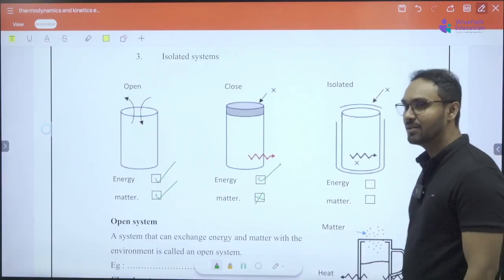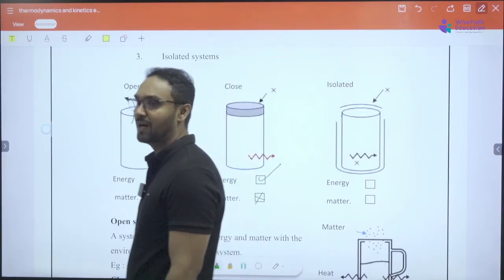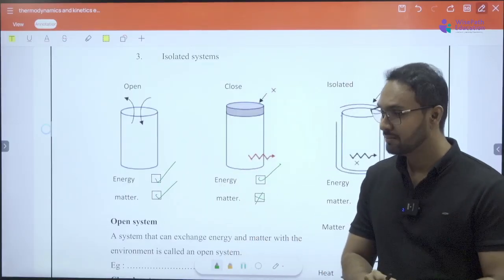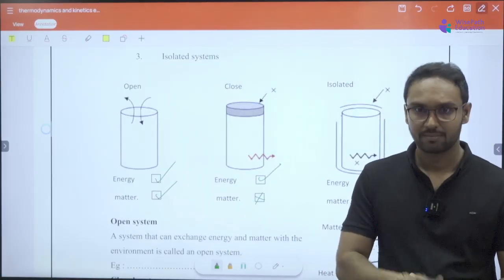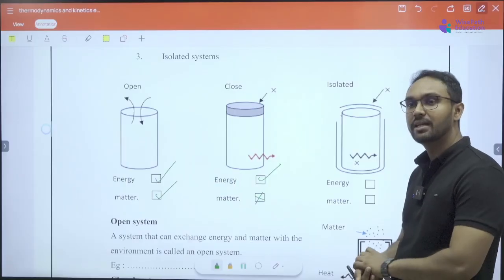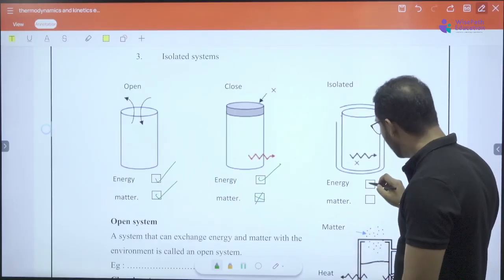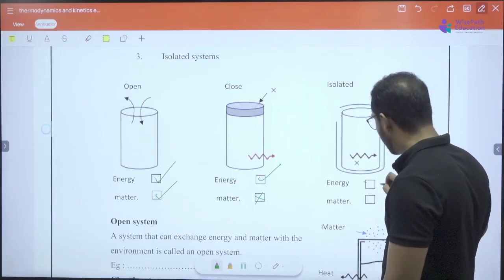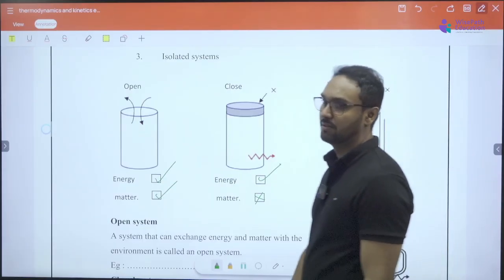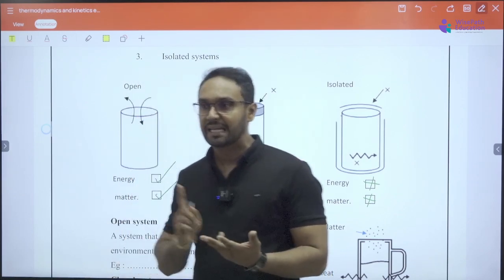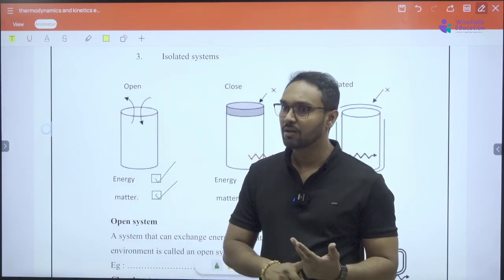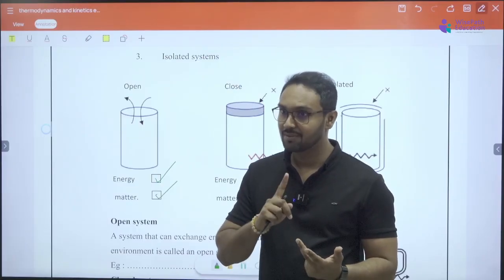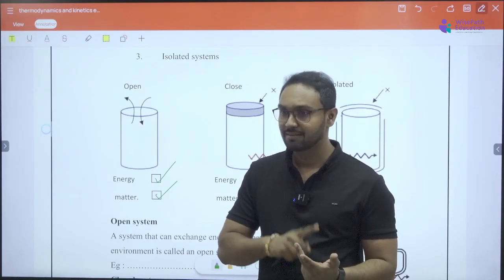And when it comes to an isolated system, the energy and matter both are not allowed, right? When it comes to an isolated system, energy is not allowed, the matter is also not allowed. So when I'm asking questions after the lesson finishes, if you couldn't answer, I'm going to hang you, right?